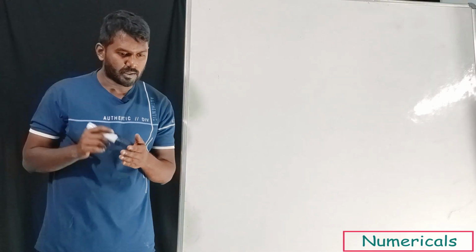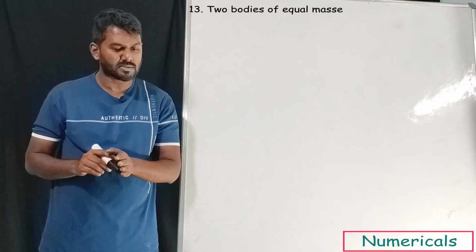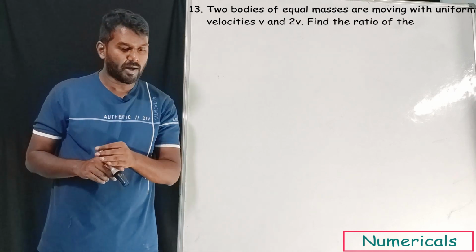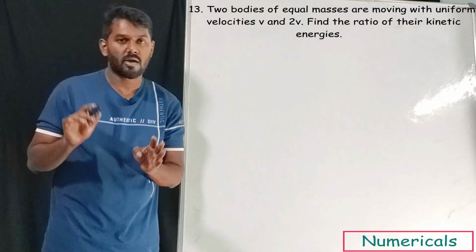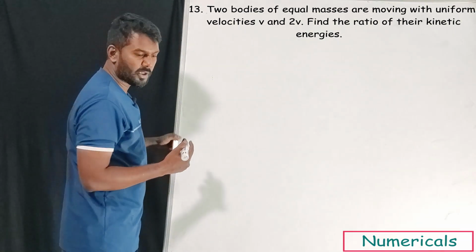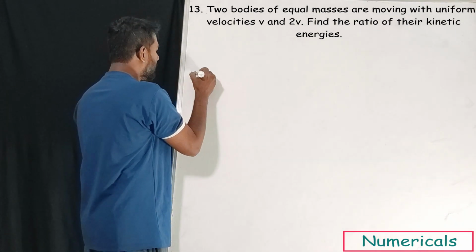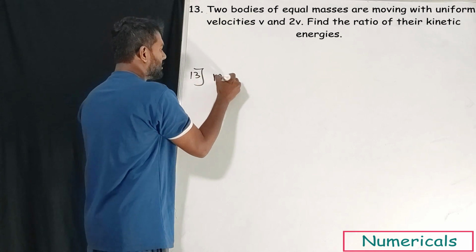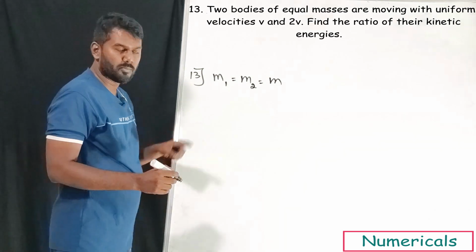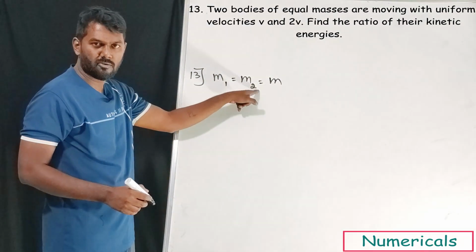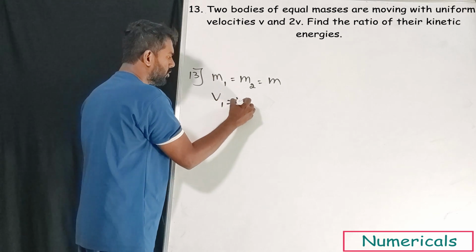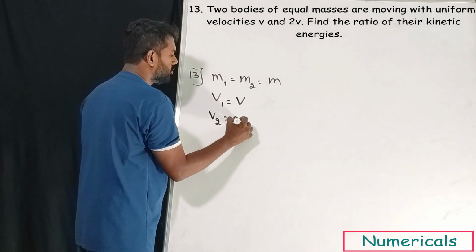Question number 13. Two bodies of equal masses are moving with uniform velocities v and 2v. Find the ratio of their kinetic energies. Very simple question. Listen, first we will write the given data. Here they are telling masses are equal, correct? Assume m1 and m2 are equal to m only. Mass of body 1 and mass of body 2 are equal. Then v1 is equal to v, v2 is equal to 2v.